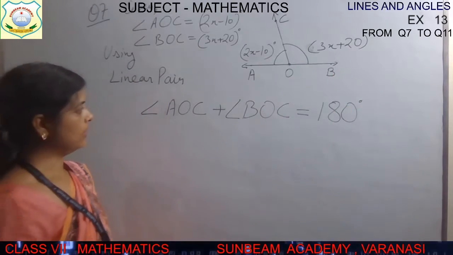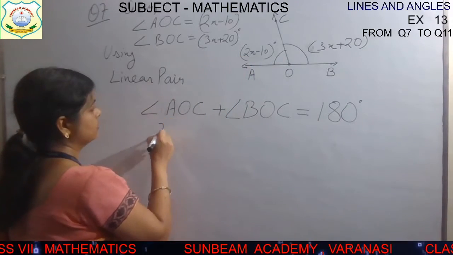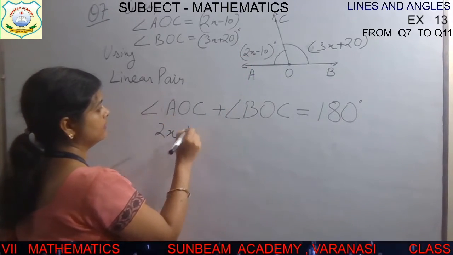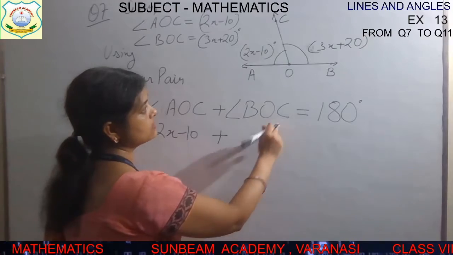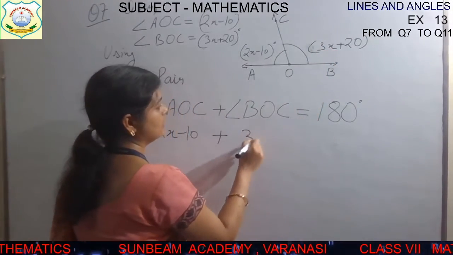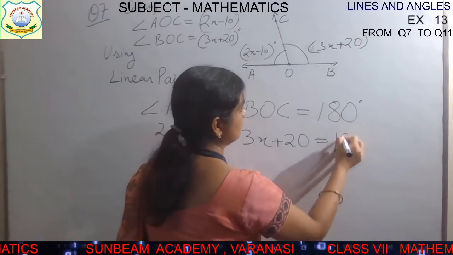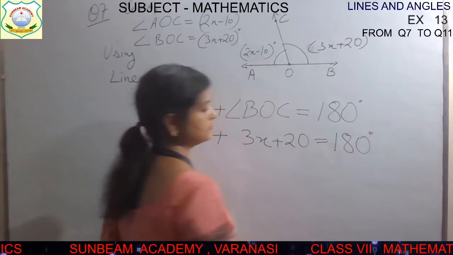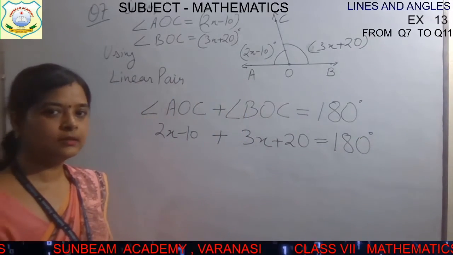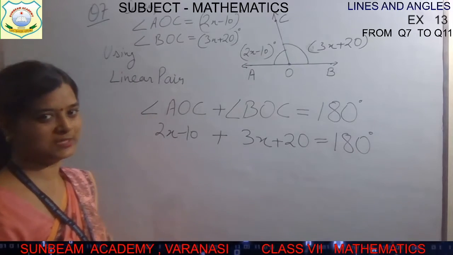Okay. Now put the value of AOC. AOC is this much. So 2x minus 10 plus BOC, which is 3x plus 20, is equal to 180 degree. Now you can see in this step we have a linear equation.